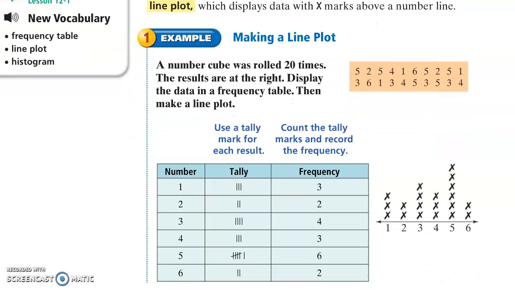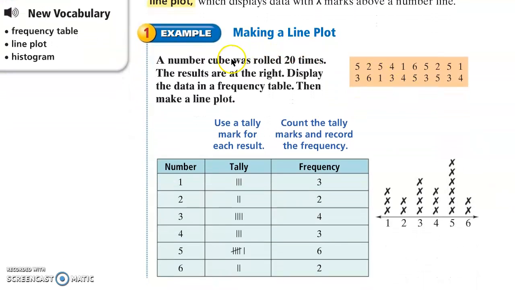So somebody with too much time on their hands rolled a numbered cube, or a die, 20 times, and they got these values: 5, 2, 5, 4, 1, 6, 5, 2, 5, 1, and then the other ones. They rolled the number and wrote down how many times they got each number.